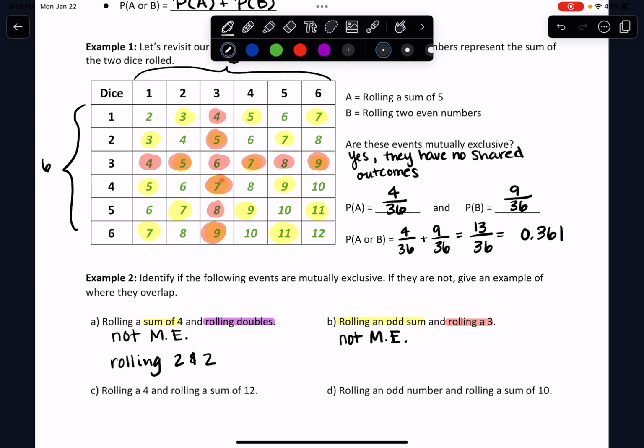And we could give any one of these examples. For example, rolling a 3 and a 2 gives us an odd sum of 5, and we end up rolling a 3 on one of our dice.